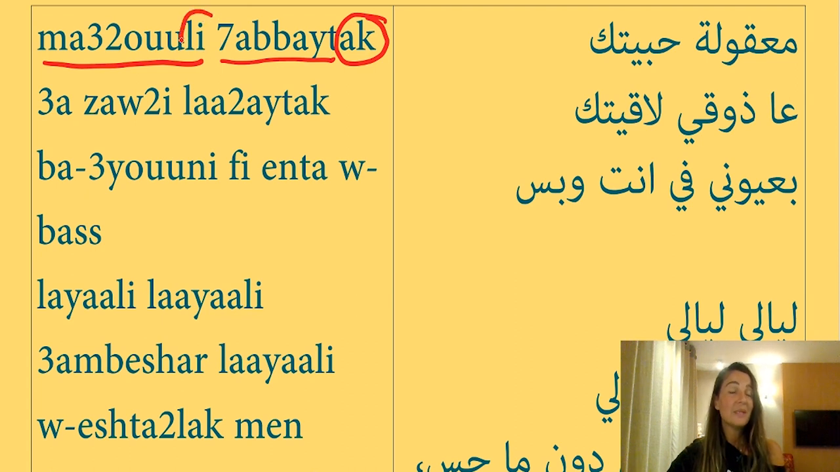But in Lebanese Arabic, again, we pronounce this E as an A. Ma'ouli habaytak, if you're saying it in real life. And then she says, azawi la'aytak. In the song, she says, azawi, but in Lebanese Arabic, we pronounce it, azawi. عزوئي لقيتك. Let's break this down. لقيت means I found. لقيت. لقيتك. I found you. ع means literally on.